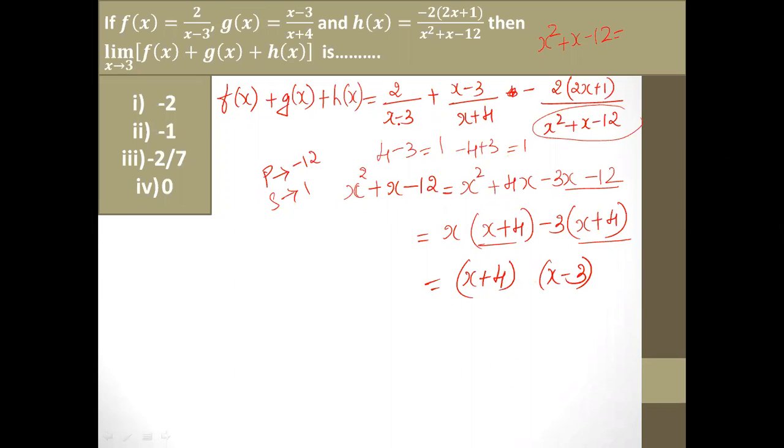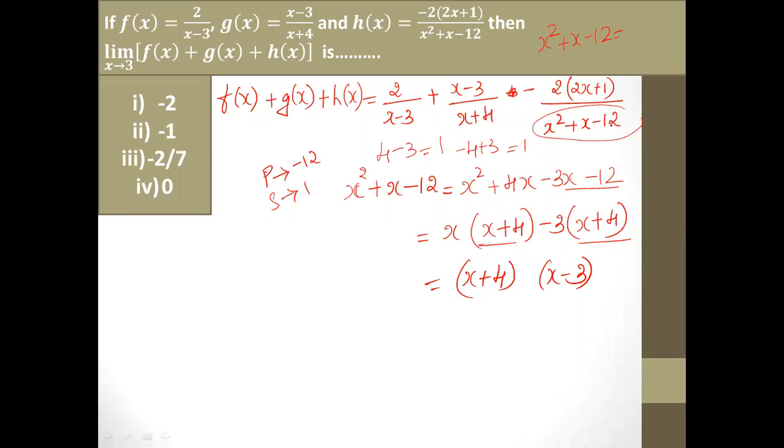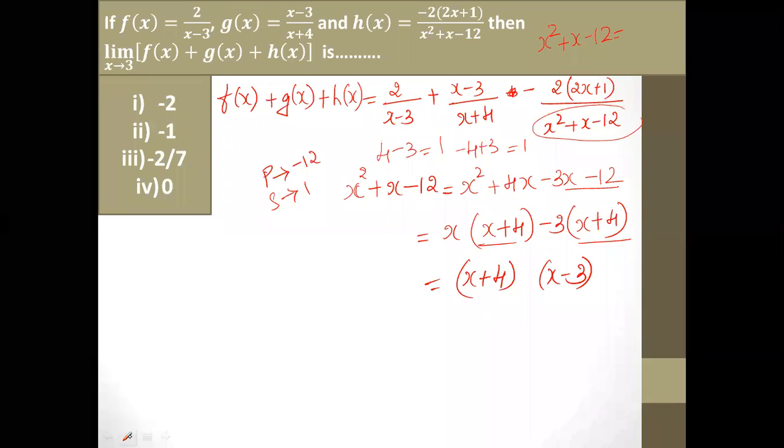So can you see the relation now? I told you, right? There will be some relation. Can you see the relation? This product is nothing but the denominators of the other two terms. Okay. So now x square plus x minus 12 can be replaced by x plus 4 into x minus 3.